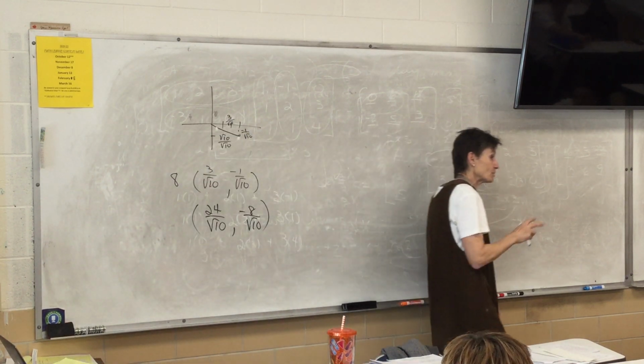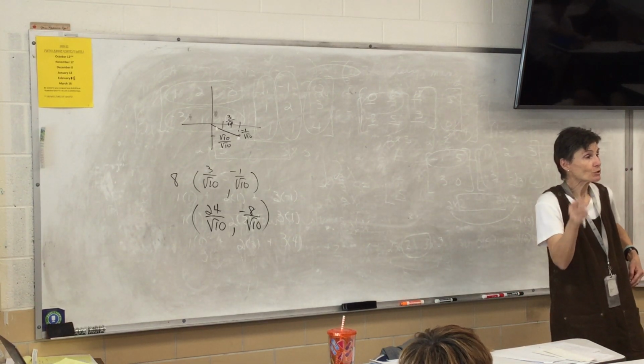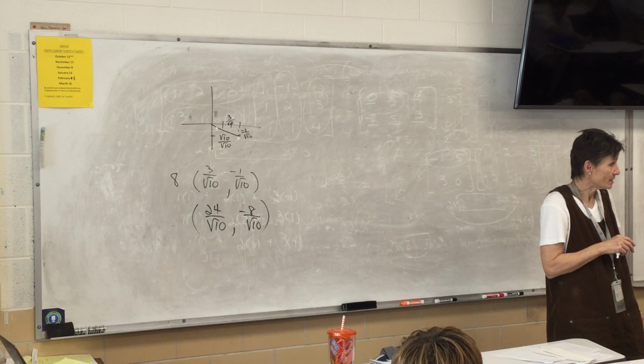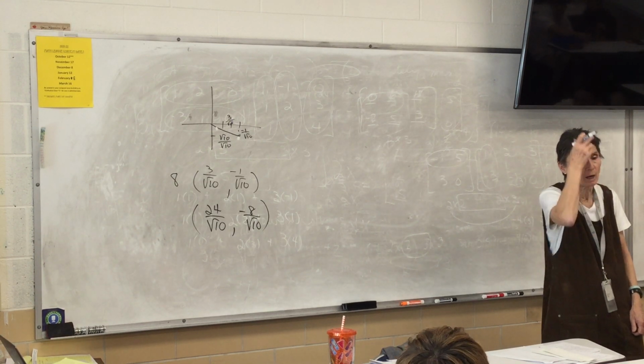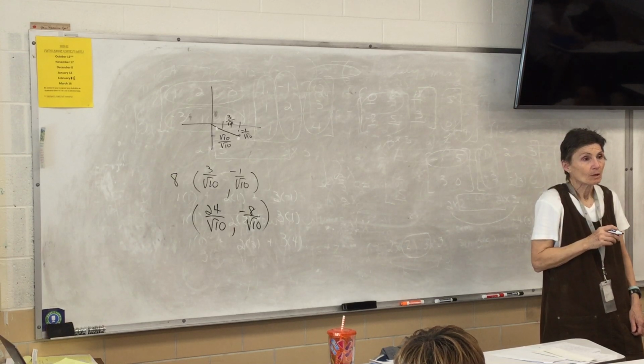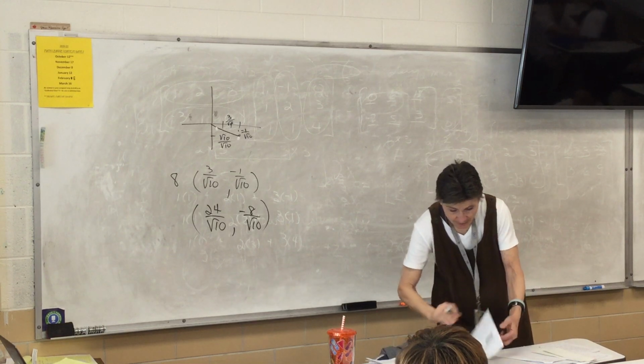You can make a vector have any length you want it to have by first changing it into a unit vector and then multiplying it by whatever length you want. Okay, guys? All right. Next.